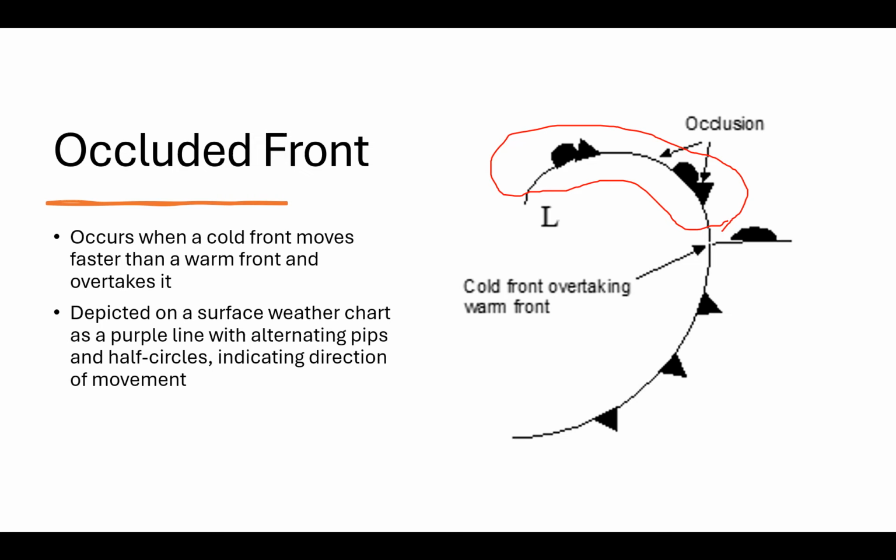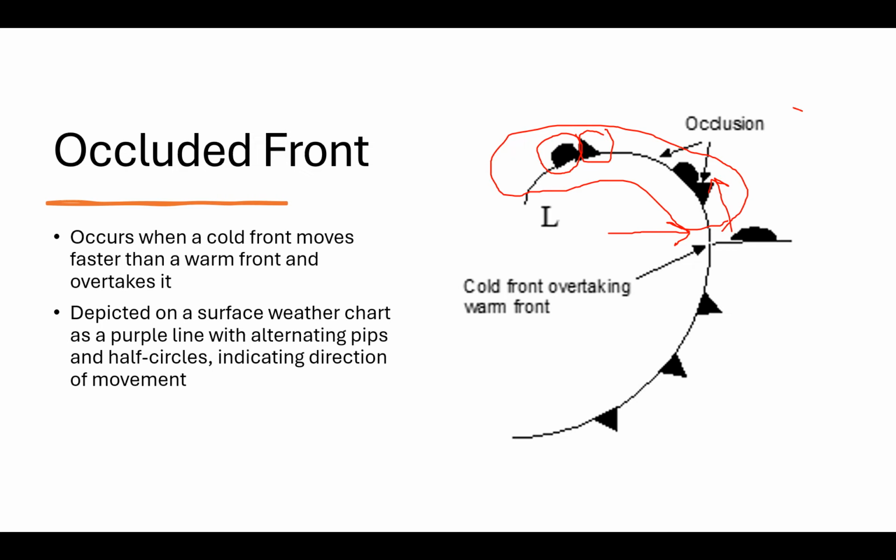Right here, you have a semicircle and then a pip on the frontal line on the weather map. This is actually going to be a purple line. What happens here is the cold front is moving faster than the warm front, and that colder air catches up to the warm air and lifts it completely off the ground. This results in an occlusion: a cold front overtaking a warm front.